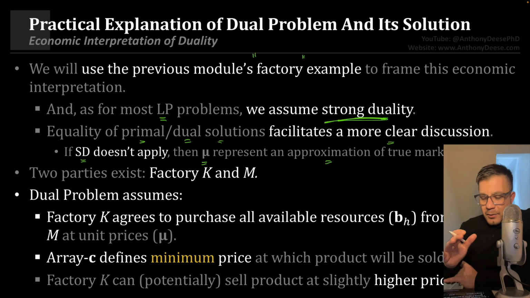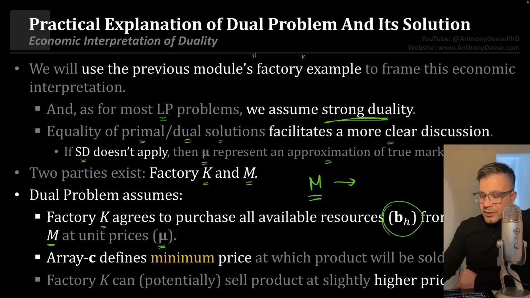Now, for this example, we have two parties, factory K and factory M. The dual problem assumes that factory K agrees to purchase all available resources as dictated by b from factory M at the unit price mu. So we have factory M with resources, and it sells those resources to factory K, who then processes them and essentially generates those products X1 and X2 that we talked about in the previous example. Array c defines the minimum unit price at which the product will be sold, and factory K can potentially sell the product at a slightly higher price than factory M.